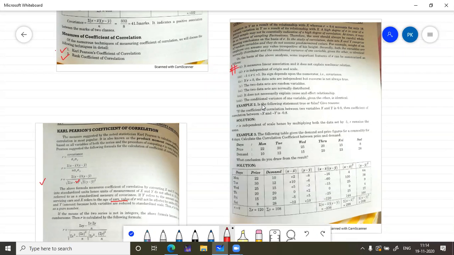In this example, is the following statement true or false? The question here is: if the coefficient of correlation between two variables is 0.8, then the coefficient of correlation between -x and -y is -0.8. So it is wrong, because we are saying that it is independent of origin and scale.